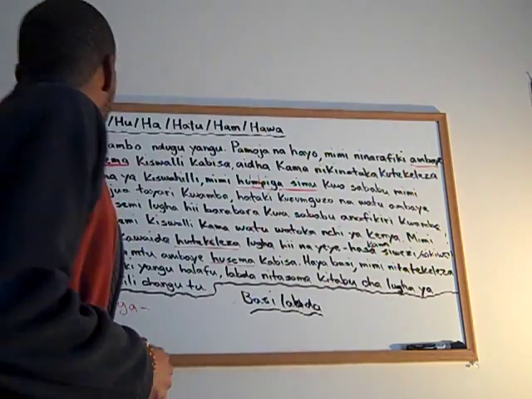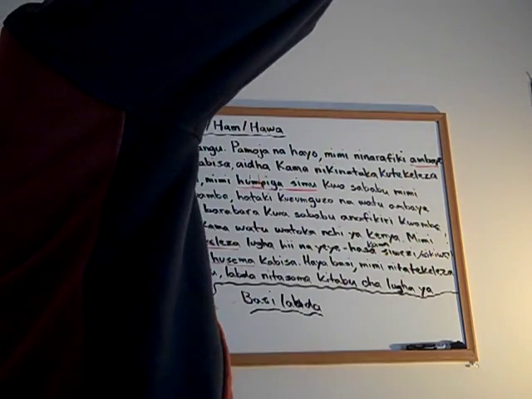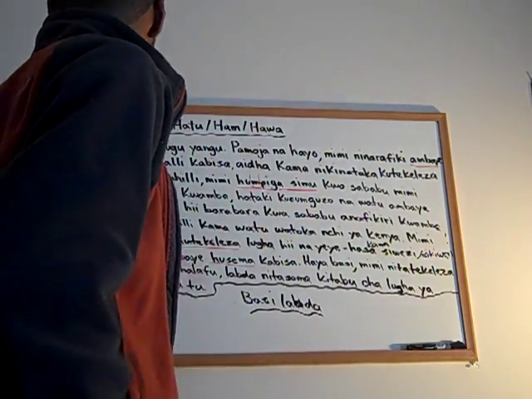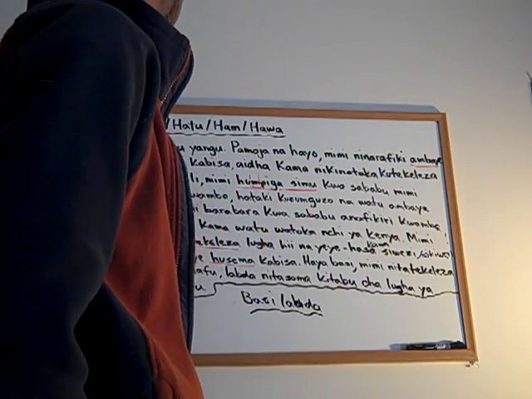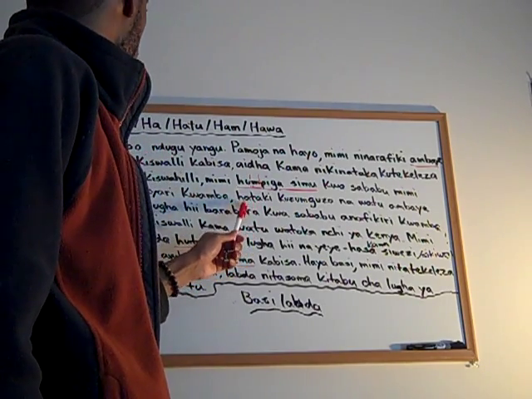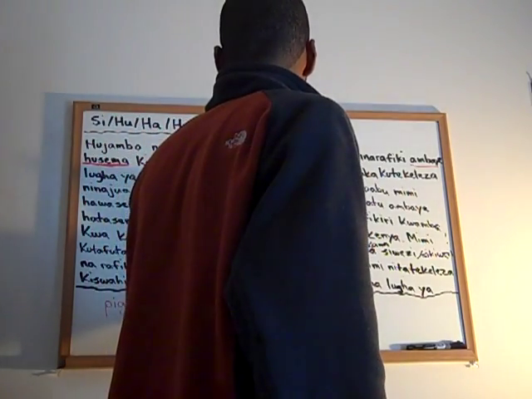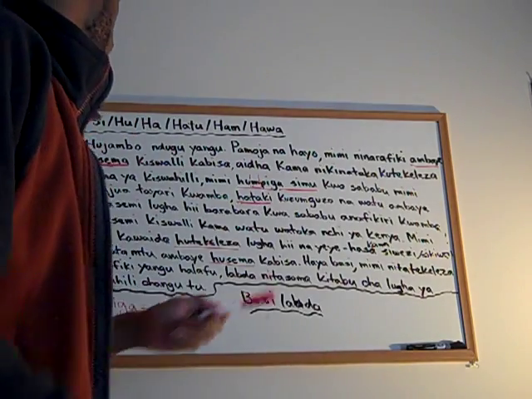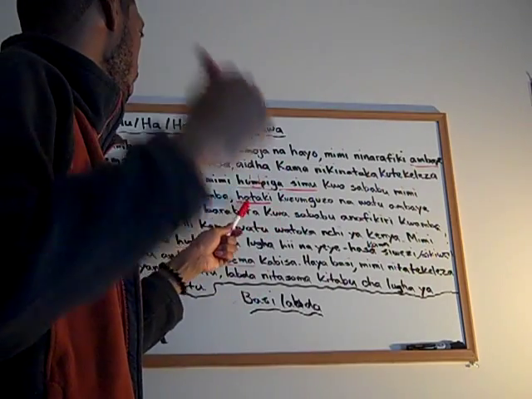Okay, so as far as the negatives, let me find a negative for you. Okay. Simu kwa sababu mimi ninajua tayari hataki. Okay, right here. Here's a negative. Hataki. Hataki means does not want. And as I told you guys before, ha is for he. So he doesn't want. Hataki.